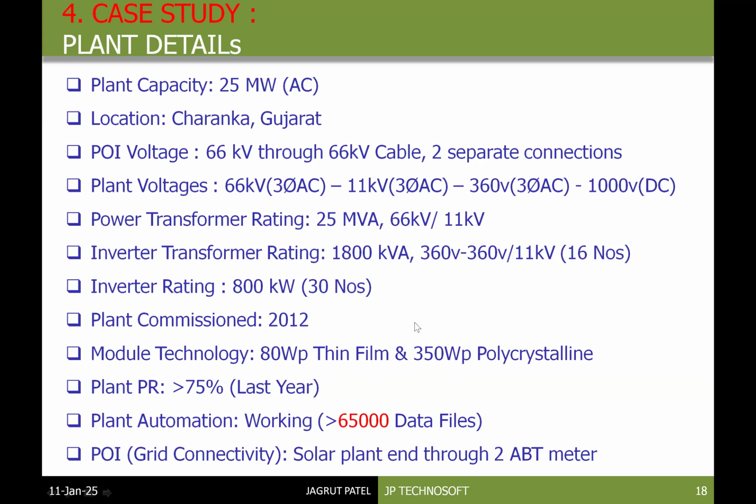So in the very beginning, you can see, the technology that was there in 2012 is what was running. But those technologies were so sturdy. Even today, we are getting plant PR of more than 75%, which is really appreciable in this case. It has SCADA fully implemented. So plant automation was done through SCADA. When we visited there, we received around 65,000 data files of various network parameters, which we accessed.